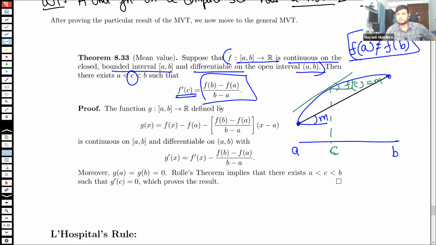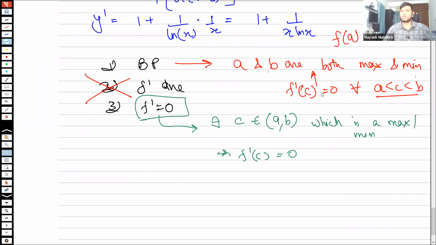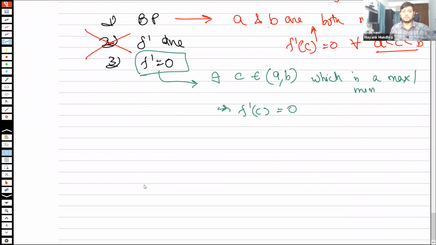So that's all it's saying, that at least at some point your slope should be equal to this thing. So you can choose different ways to go from a, f of a. Suppose this is f of a here and this is f of b here. So you can choose different ways to go from f of a to f of b.